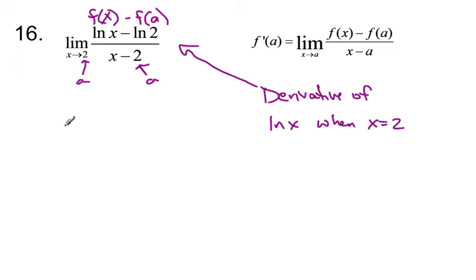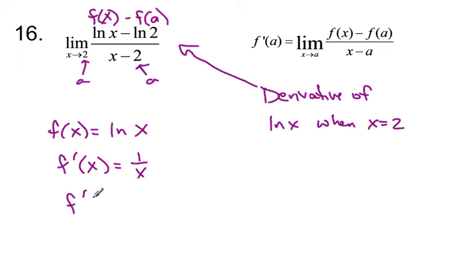So I show my work like this. Okay, my function is natural log of x. My derivative of natural log I have memorized. It's 1 over x. And I'm interested in that derivative when x is 2. So there's my answer, 1/2.